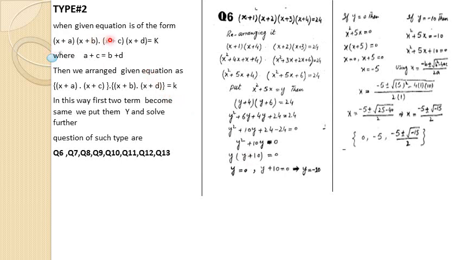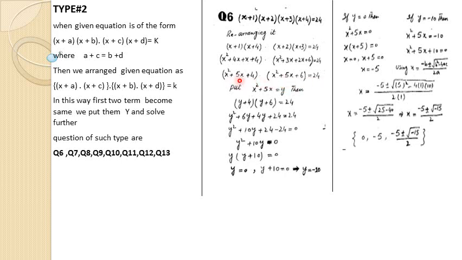Now type 2: one given equation is in the form of 4 brackets and is equal to a constant. Then what can we do? We can just make the factors. For example, first we have to arrange them so we can have the same thing. For example, x plus 1 I arrange with x plus 4, and x plus 2 with x plus 3. So when we multiply this, we get x square plus 5x plus 4, and when we multiply this, we get x square plus 5x plus 6 is equal to k, meaning 24.